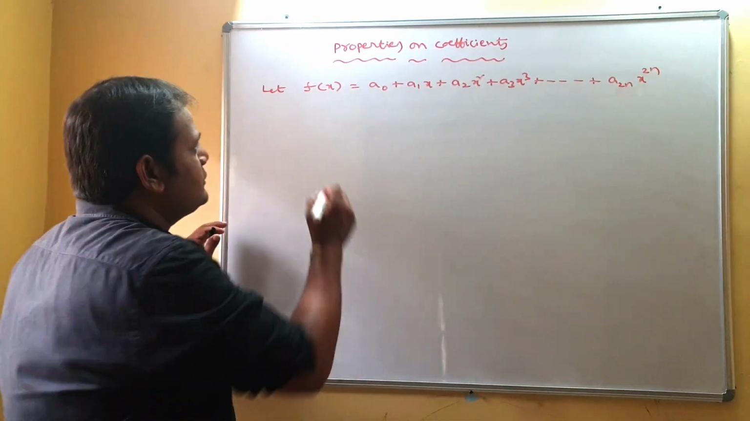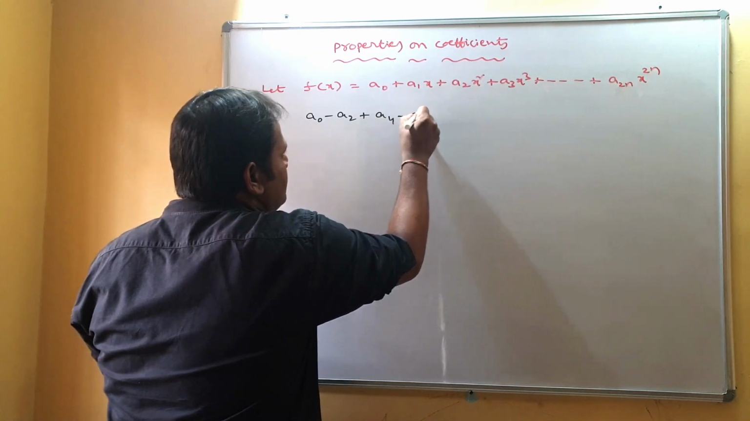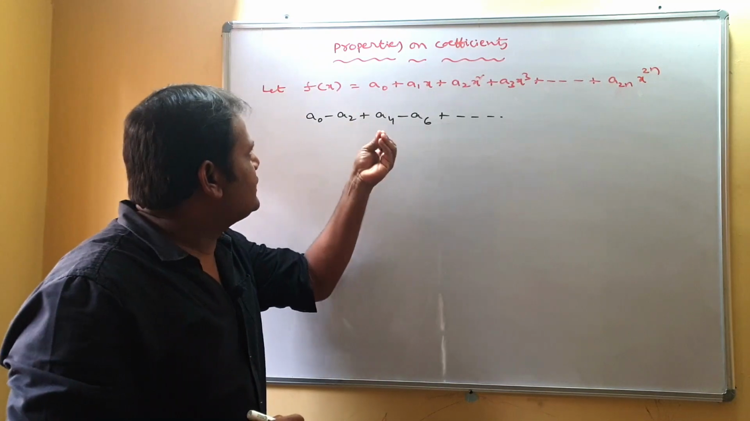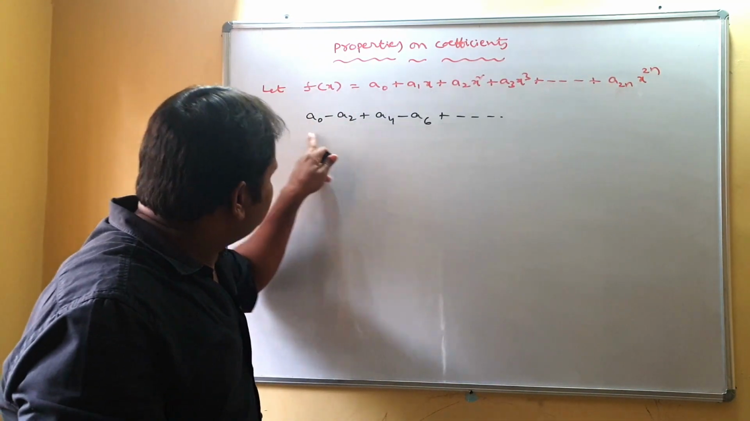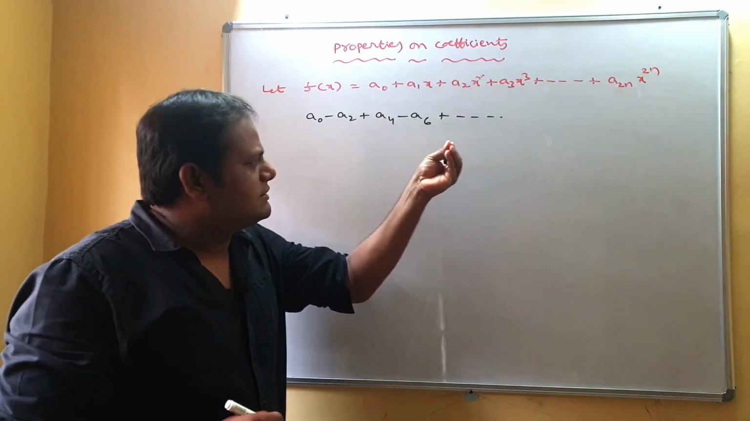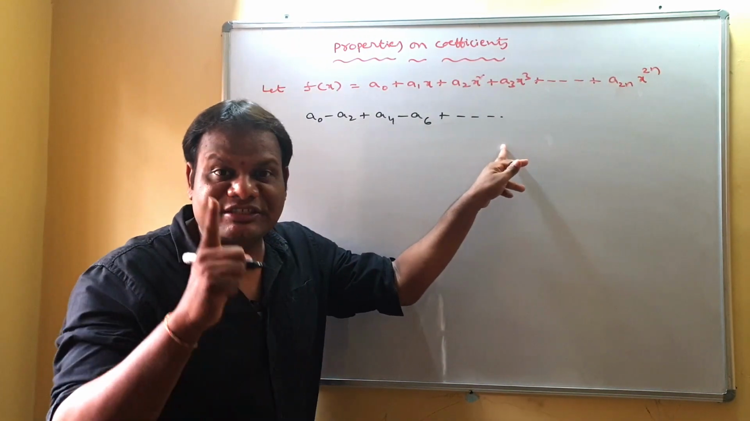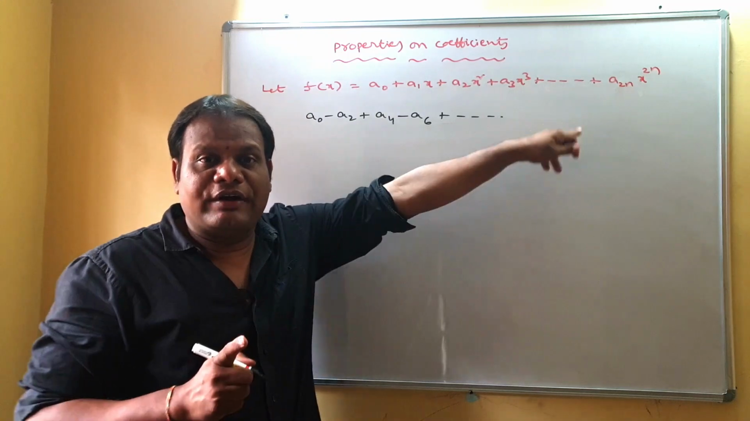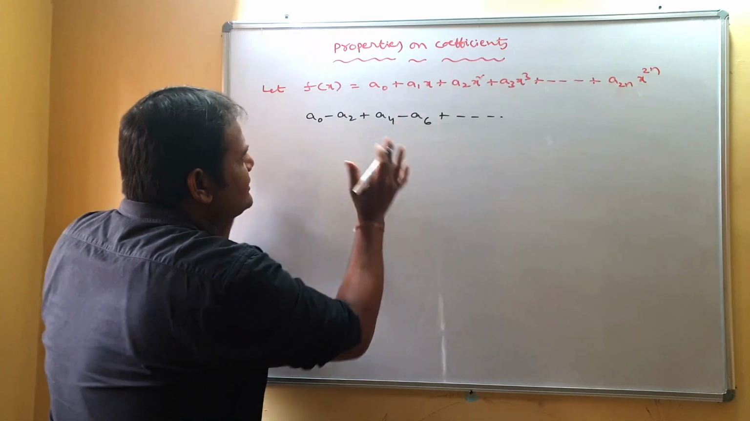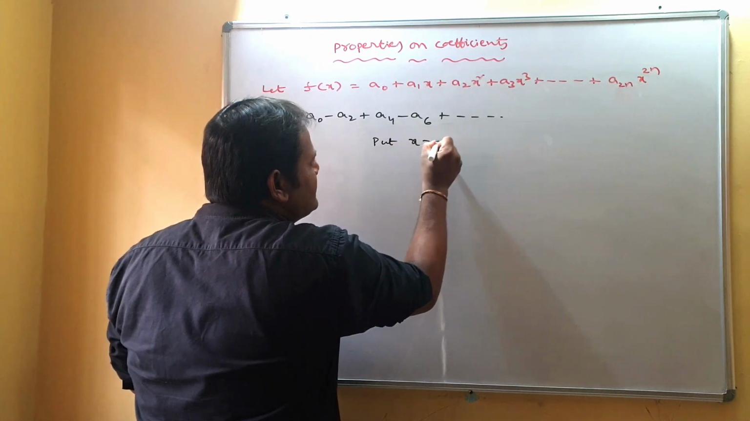Suppose we want a0 minus a2 plus a4 minus a6 plus so on. To get this, you observe that all the coefficients are of x having even powers, but the sign alternately changes. You must be very careful. You don't take f of 1 plus f of minus 1 by 2, that is wrong. Here to get this, you put x equal to i in the expansion.